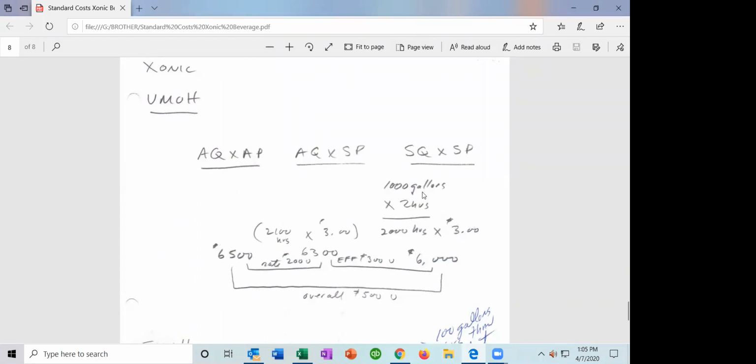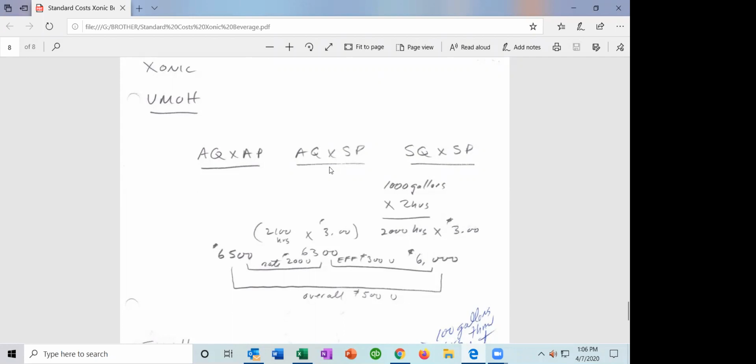Well, again, the actual output was 1,000 gallons. It should have taken them 2 hours per unit. They should have used 2,000 hours. The predetermined overhead rate, the standard price for variable overhead was $3, which we calculated earlier and summarized in our standard cost card. They should have paid $6,000 in variable overhead. They actually paid $6,500. They spent $500 too much on variable overhead.